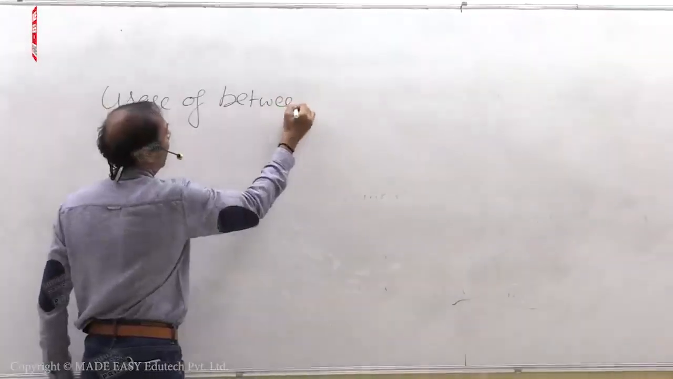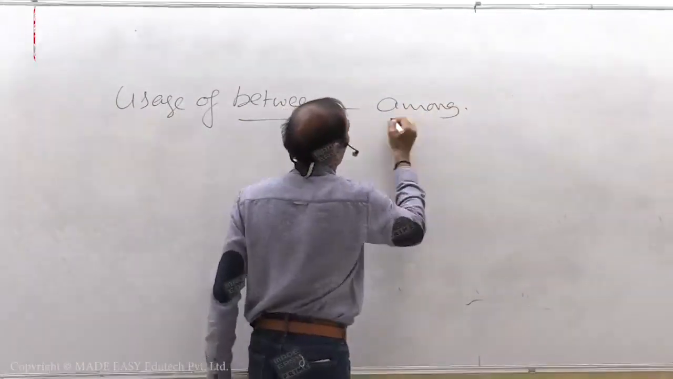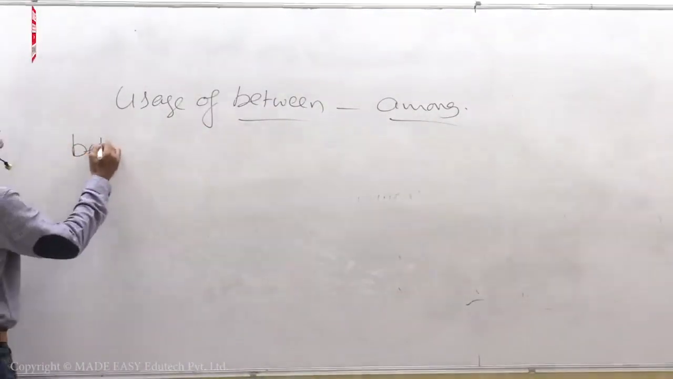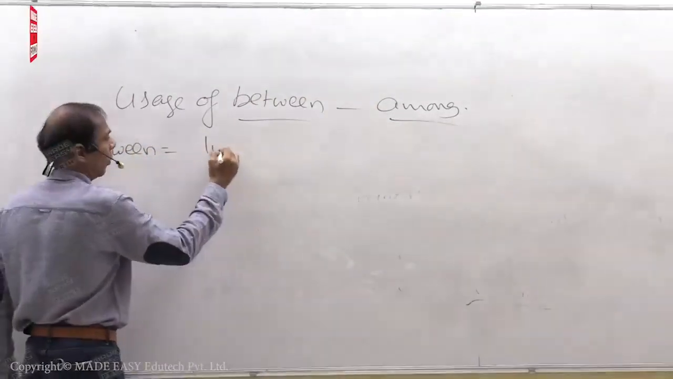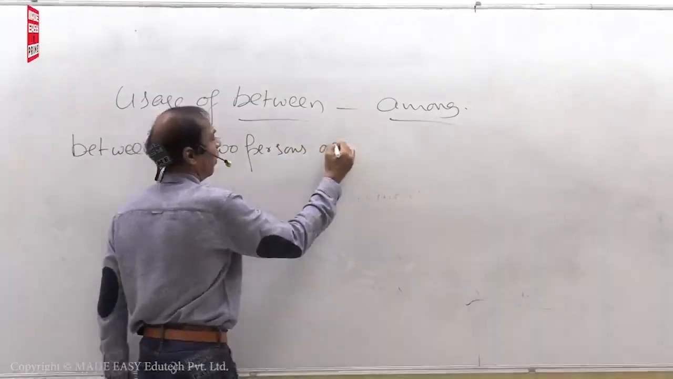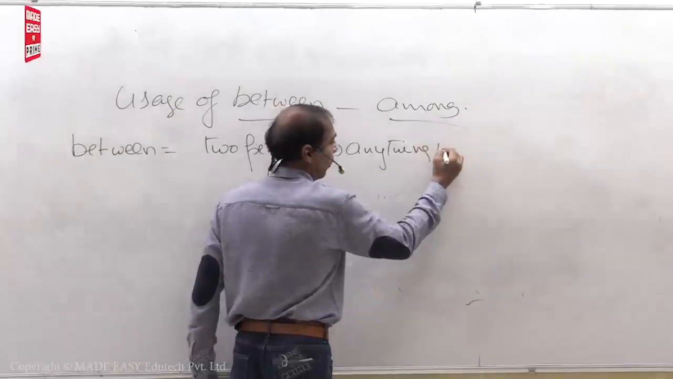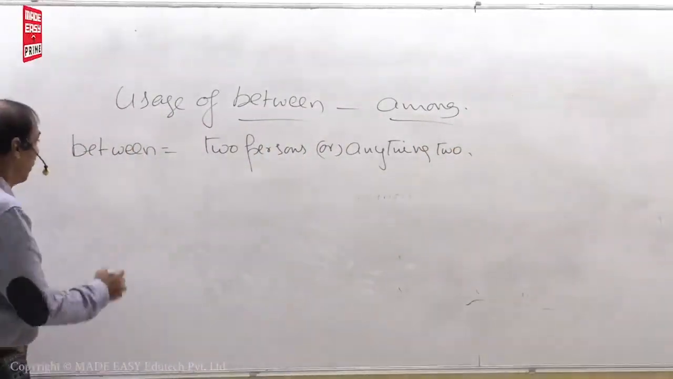Uses of between, among. Between is equal to two persons or anything two.